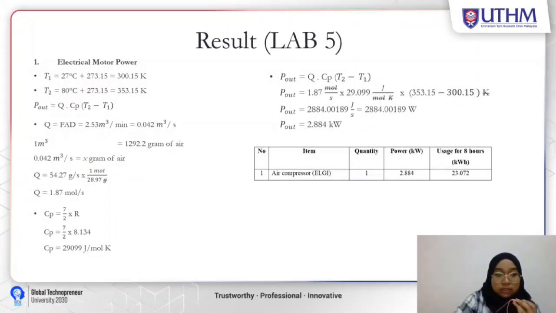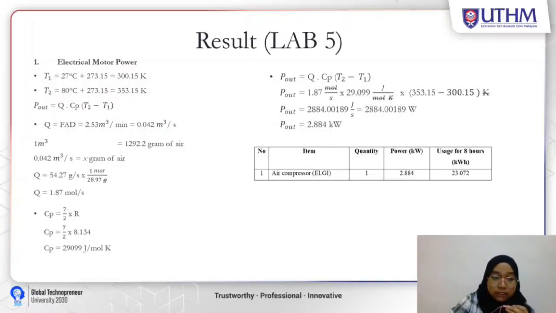From the data, we get that temperature 1 is equal to 27 degrees Celsius, and convert it to Kelvin, which is equal to 300.15 Kelvin. And for T2, that is 80 degrees Celsius and is equal to 353.15 Kelvin. Then we get the data for the Q, which is equal to 2.53 meter cube per minute, and then we convert it to meter cube per second, that is equal to 0.042 meter cube per second.